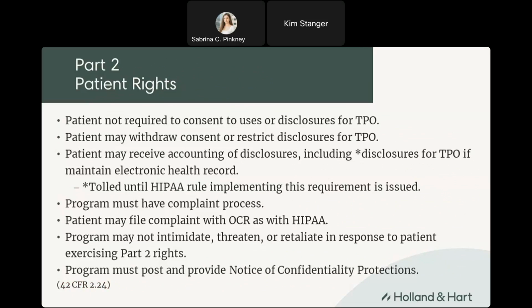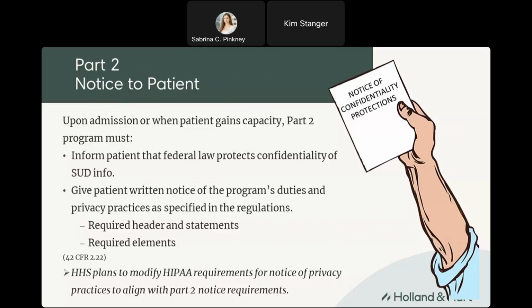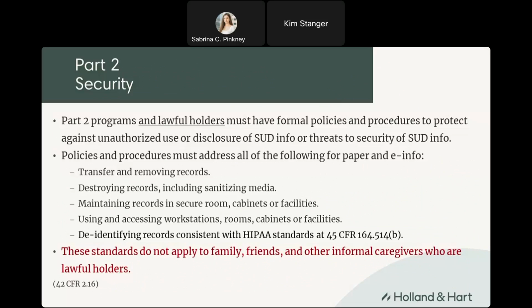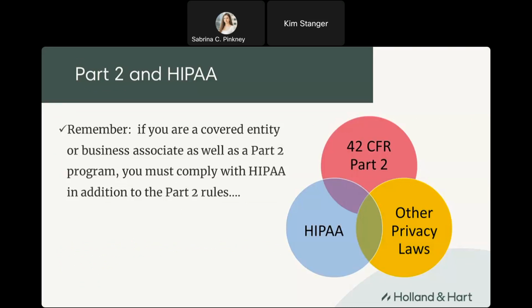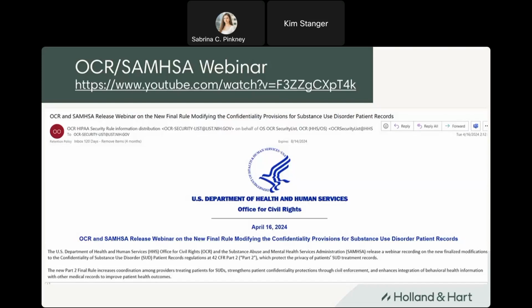All right. Under the Part 2 rules, the patient has certain rights. They basically track the kind of rights that are provided under HIPAA. Among other things, the Part 2 program has to provide a notice to the patient of their rights. It's similar to a notice of privacy practices. If you are a Part 2 program, you're going to want to call up the new rules to make sure that the notice you're giving to your patients satisfies the particular requirements. Part 2 requires Part 2 programs to implement certain security rules that are similar to HIPAA. Just remember that if you're a covered entity or a business associate, in addition to being a Part 2 program, you've got to comply with HIPAA as well as the Part 2 program rules.